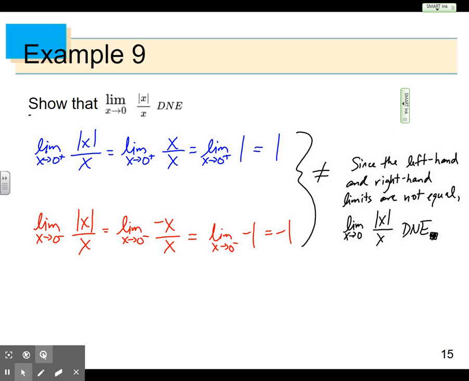Same idea as the last one as far as simplifying these absolute values, but as you can see, I got 1 on one side, -1 on the other. They're not coming in at the same spot. We'll show this on the graphing calculator in class if you're here. If not, pull up Desmos or something and type in this function and see what's happening at 0. You should see that we have 2 functions coming in from the left-hand and right-hand side at 2 different spots.